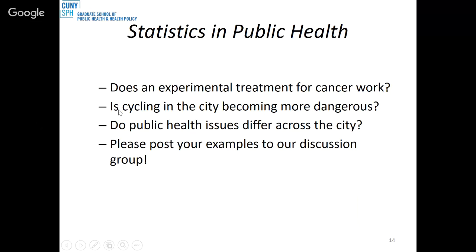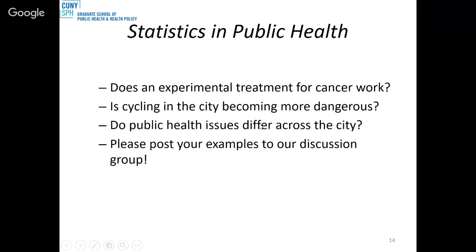Is cycling in the city becoming more dangerous? Again, even if you had complete data on bicycling accidents for year after year, there's going to be some random component to that, some sort of natural variability and fluctuation from year to year, which you will have to separate from the trend, which is what this question is asking about.